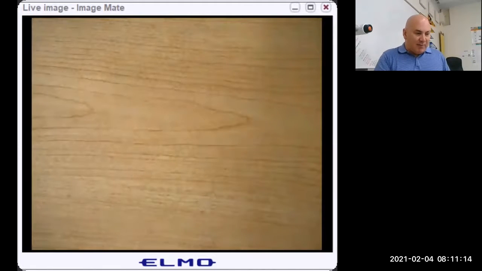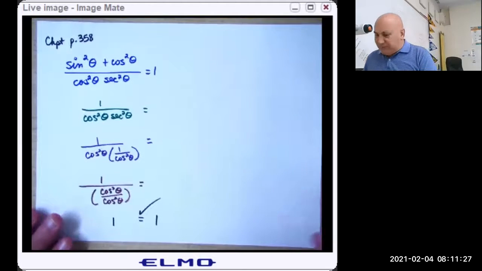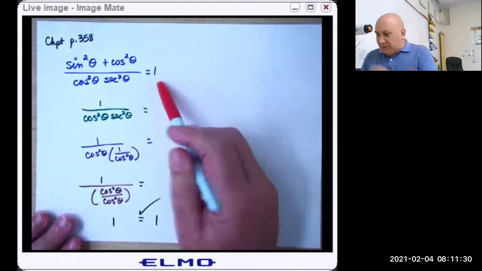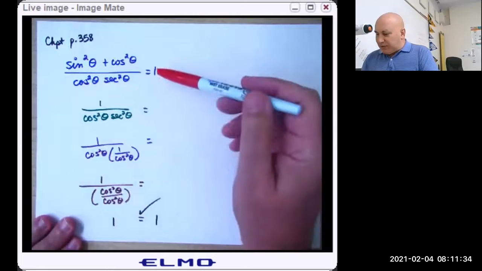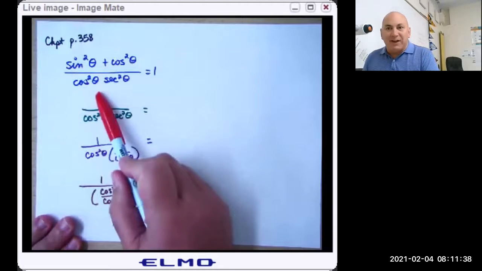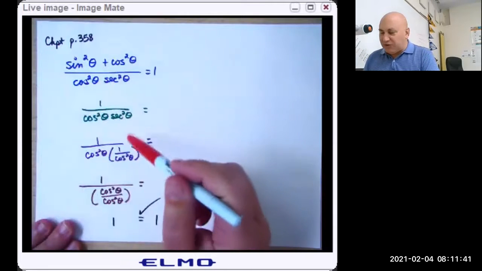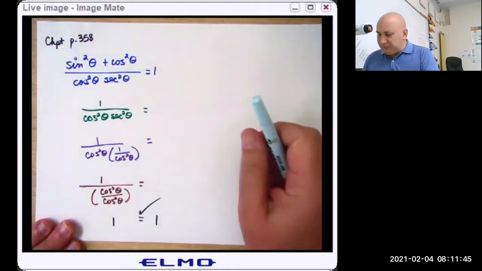So here's a problem on page 358. I think I did it differently. Yep. So they did it one way on page 358. I'm doing it another way. So I just want to show that this is equal to 1. So I'm not even going to mess with the right side. This is obviously the more complex side of the problem, and that's what I want to change. And I want to get everything equal to 1.